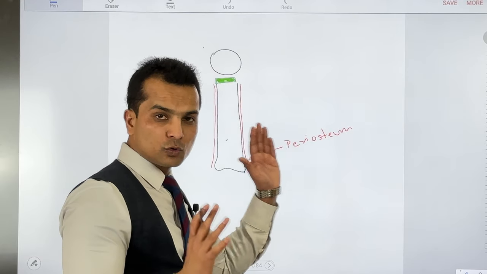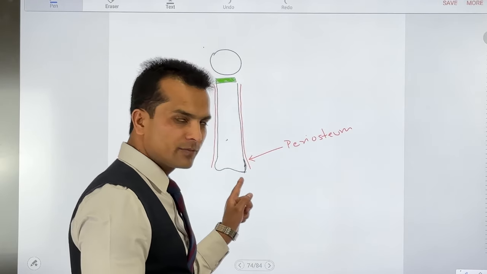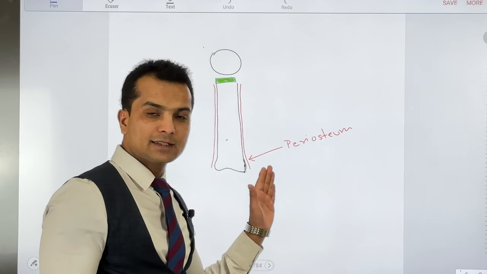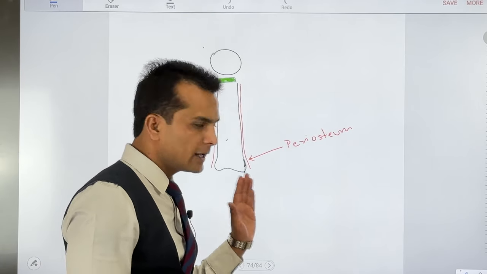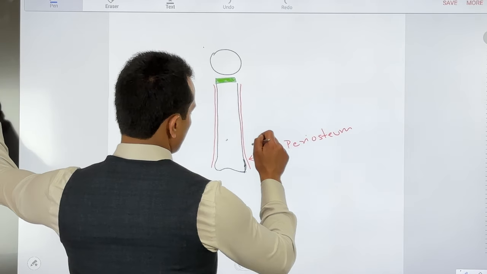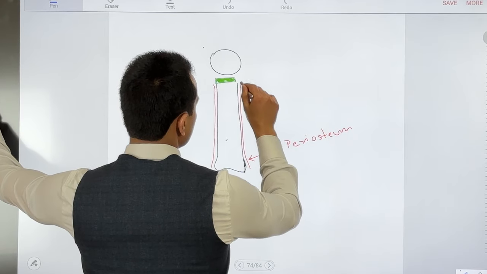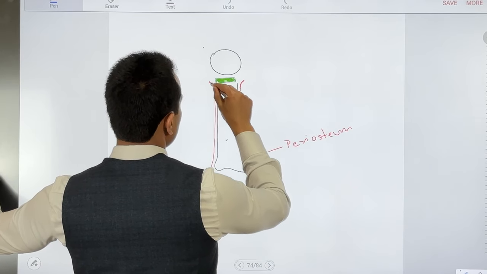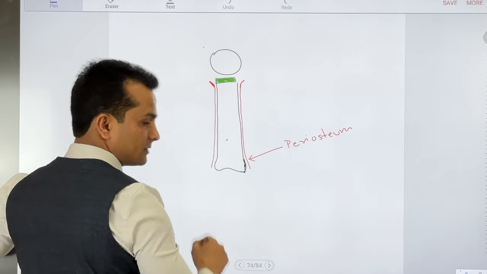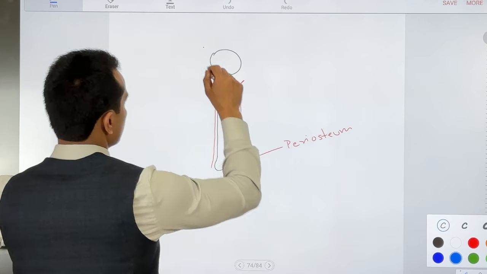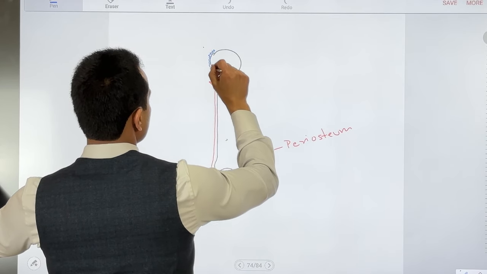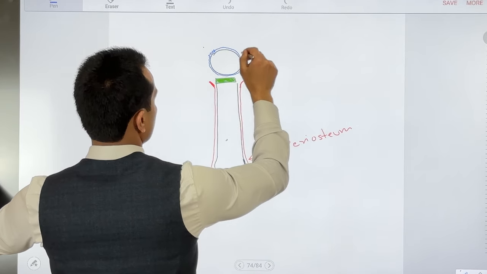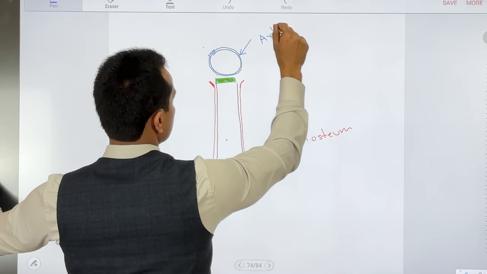Periosteum, peri means above. So the covering of connective tissue with Sharpey's fibers, the outer covering of the shaft, is called the periosteum. Inside the shaft, inside the medullary cavity, that covering is called the endosteum, endo meaning inside, and peri meaning above, outer. Here you can see this periosteum only extends up to the diaphysis and metaphysis. Remember this very important point: it does not cover your epiphyseal end, because the epiphysis is covered by cartilage, and this cartilage in the epiphysis is articular cartilage.